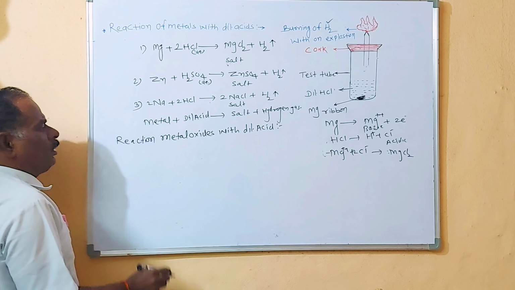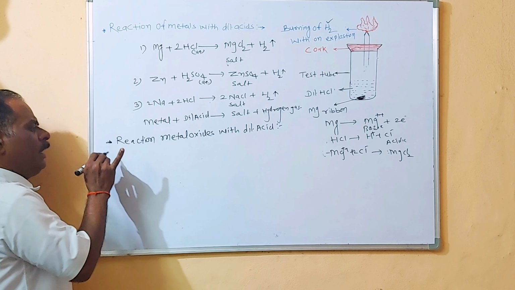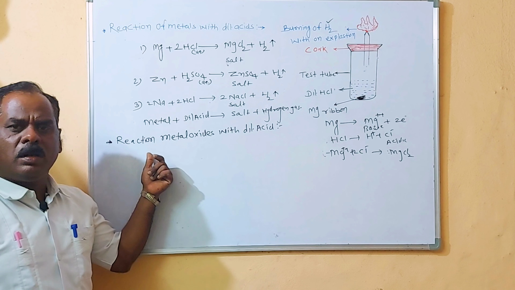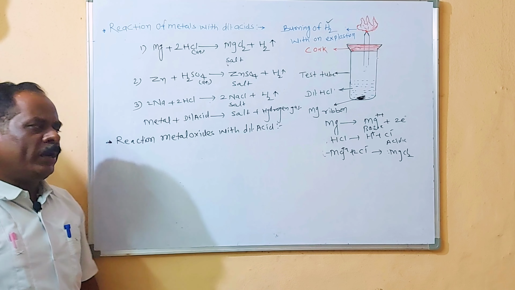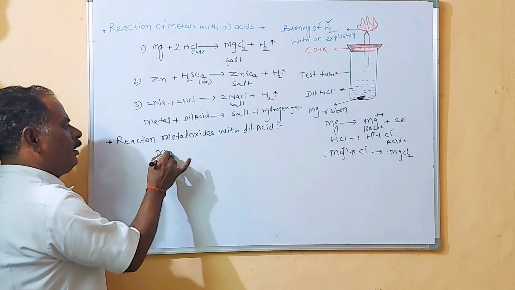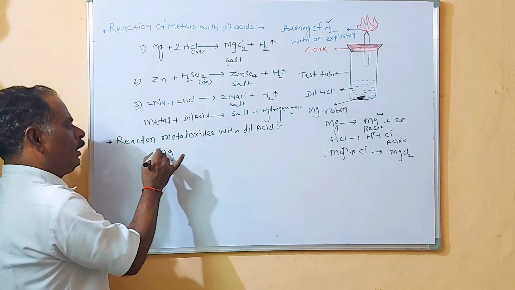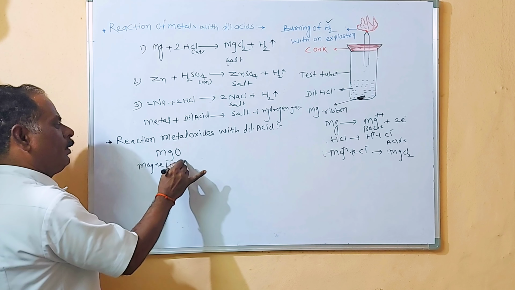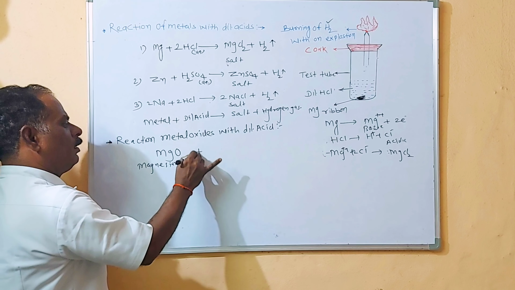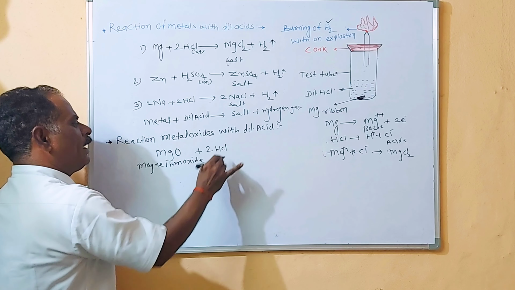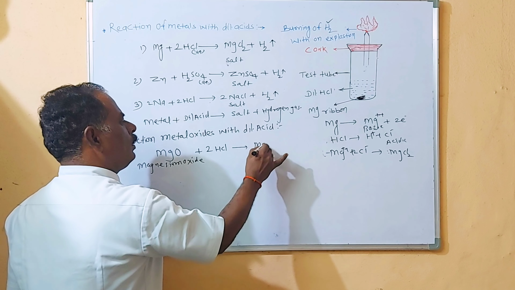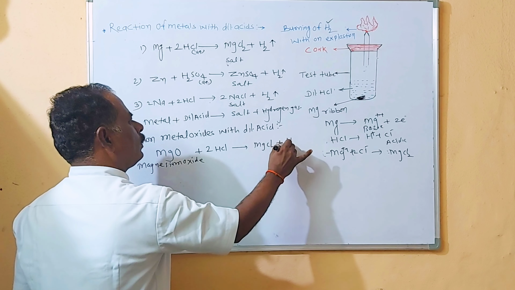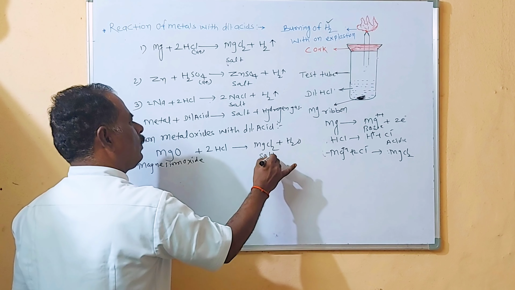You know the metal oxide. How do you prepare a metal oxide? When any metal is reacted with oxygen or burned in air, it forms its corresponding oxide. For example, magnesium metal burned in oxygen forms magnesium oxide. This is the formula of magnesium oxide. When it is treated with dilute hydrochloric acid, it forms magnesium chloride plus water. Here again, salt plus water.